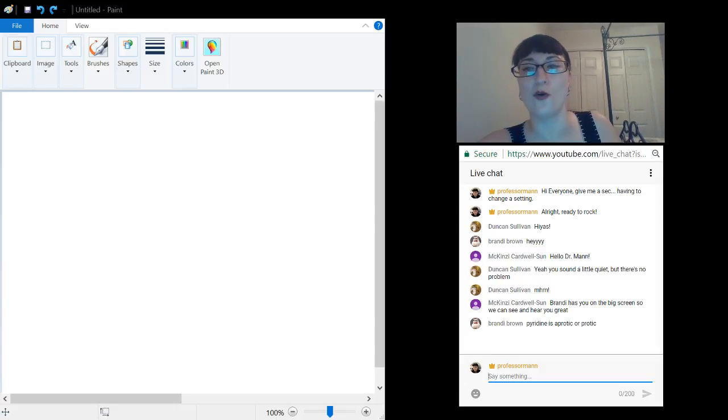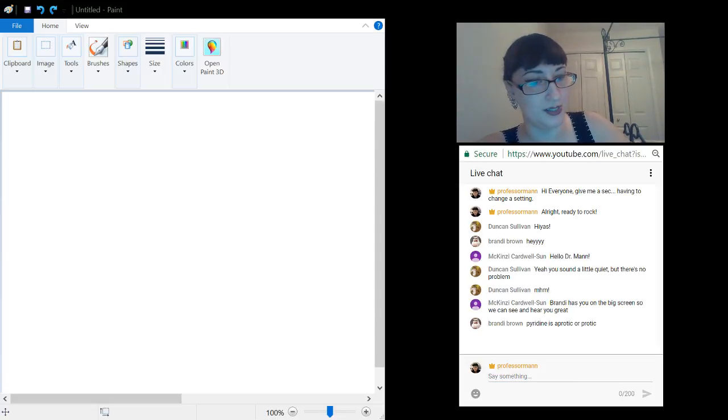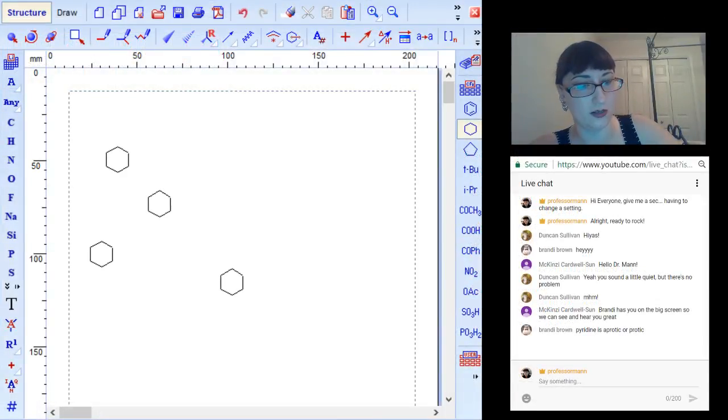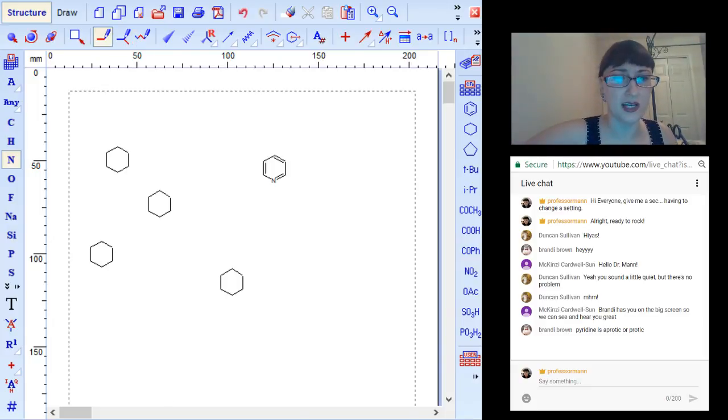Pyridine is aprotic or protic? You're not going to like the answer on that one. That one's going to depend on the pH. For all intents and purposes, we'll consider that one protic because it can take a proton. It doesn't really have one to give. I feel like that's too tiny. Can you guys see that? I might need to make that bigger.